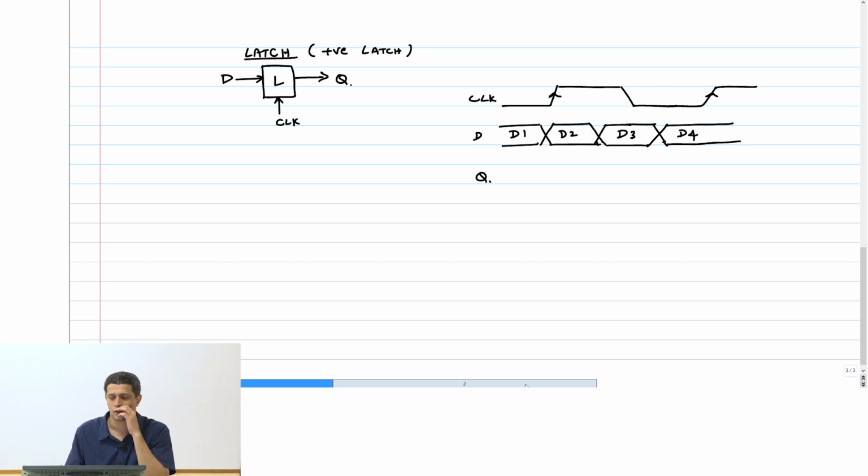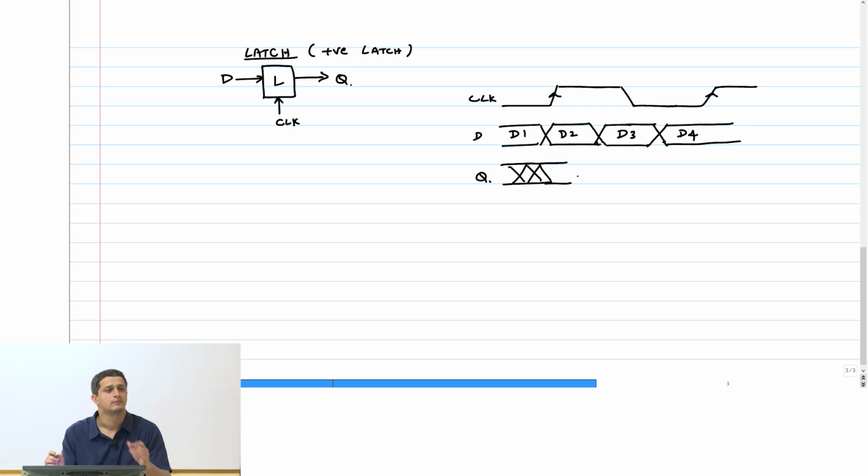Okay. So as usual, I do not know what this state is, the negative edge. Forget that, because we don't know what the previous state was. Okay. What about here? Clock has gone high, and therefore D2 should go through, correct? Latch becomes transparent. Okay. And so as usual, you will have some early transitions.